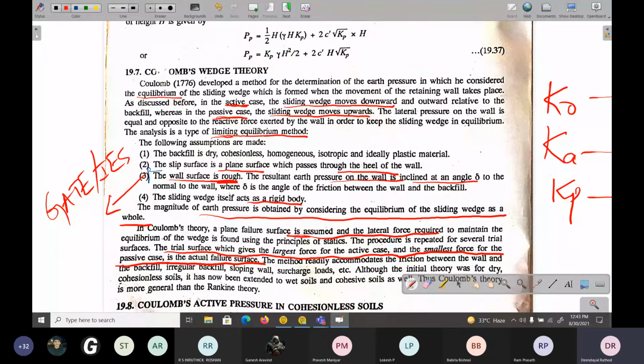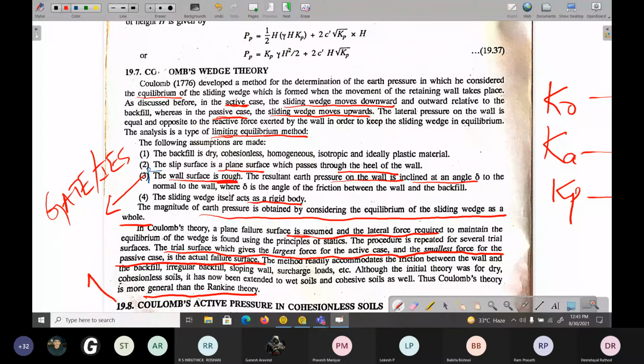So this particular method readily accommodates the friction between the wall and the backfill, irregular backfill, sloping wall, surcharge load, and so on. So this particular theory is superior. Although the initial theory was for dry cohesionless soil, it has now been extended to wet soil, cohesive soil, and so on. This Coulomb theory is more general than Rankine's theory.